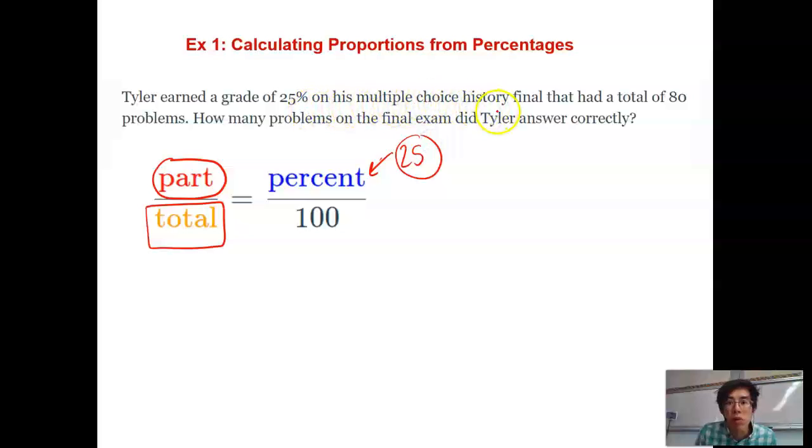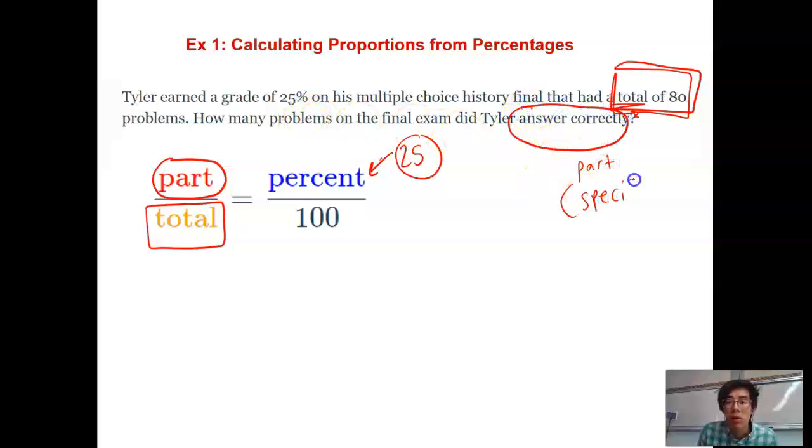On his multiple choice history final that had a total. So that is the key word, right? When you have a total of 80 problems, that is what I'm going to box, because I know that belongs to my total. And how many problems on the final exam did Tyler answer correctly? The problems Tyler answered correctly are my part, because it is specific. When you're talking about something specific, that is part of the total.